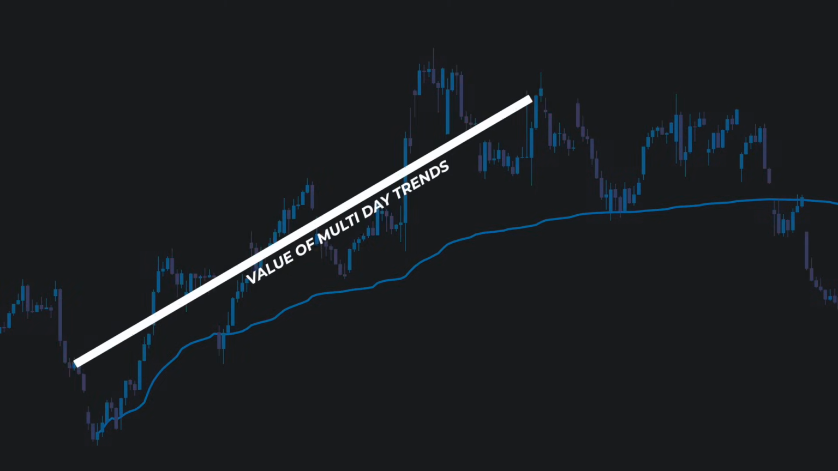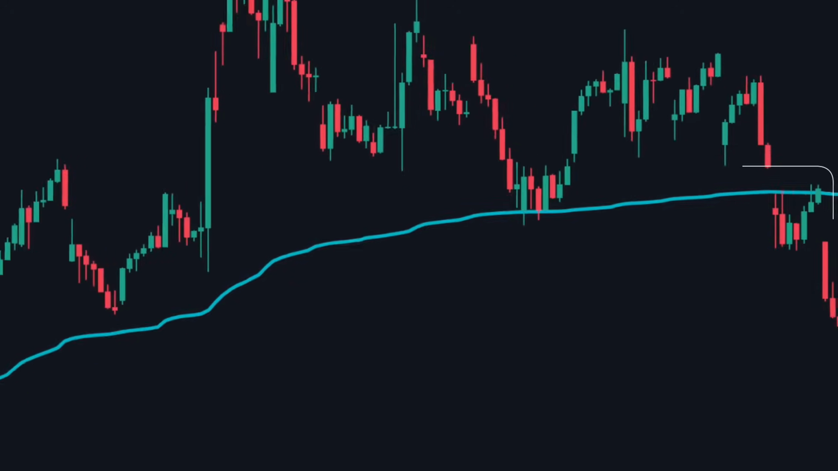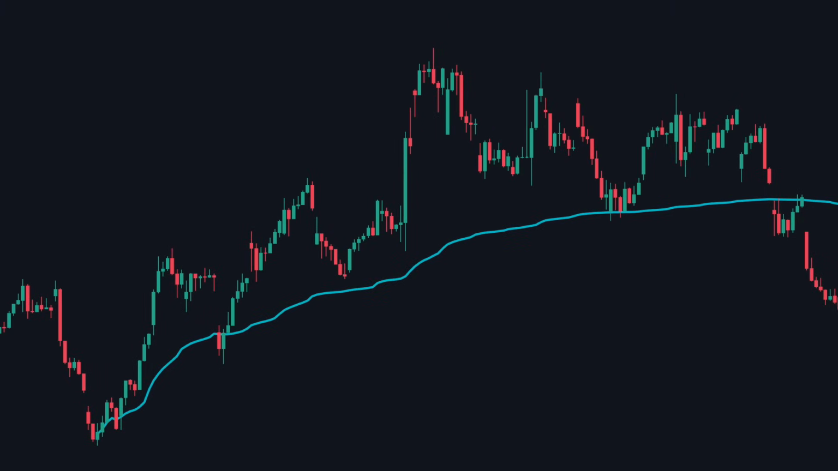It can give you a better understanding of the value of multi-day trends. It can also help you identify areas where breakouts may occur. Let's understand how to plot it on your charts.